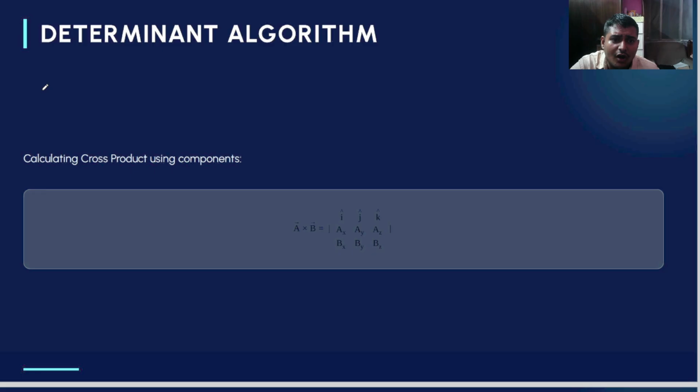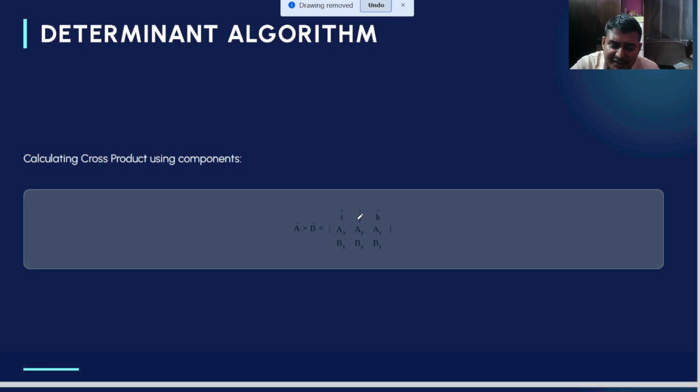They can also be solved using the determinant method. Calculating the cross product using the components, a cross b vector can be represented in the form of a determinant: i cap, j cap, k cap, and below that ax, ay, az, bx, by, bz. By solving the determinant, a cross b vector can be obtained. The rule for solving the determinant is, when we are taking i, we multiply this by this and this by this and add both.